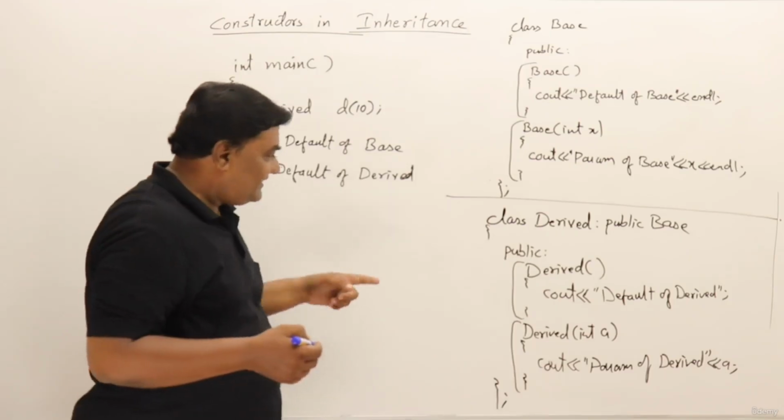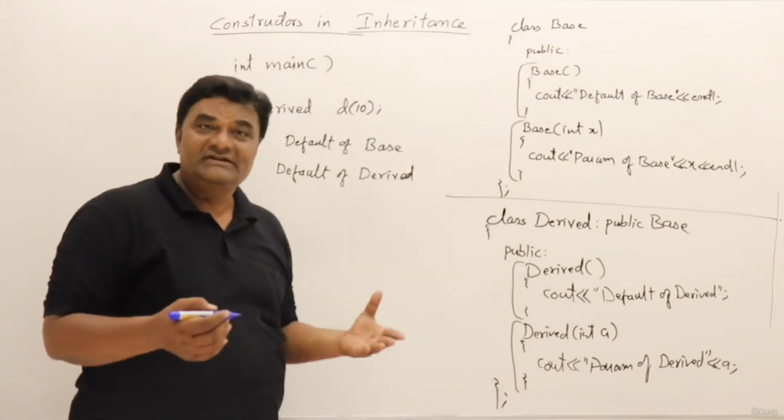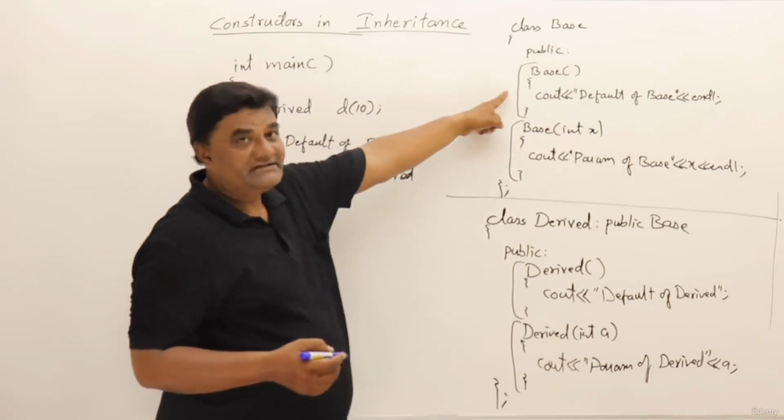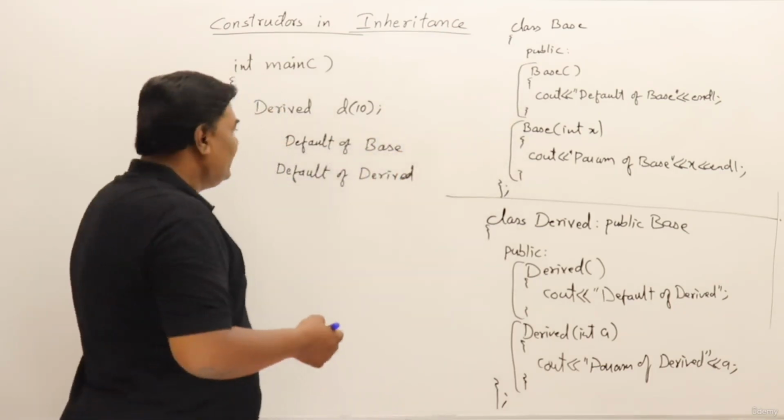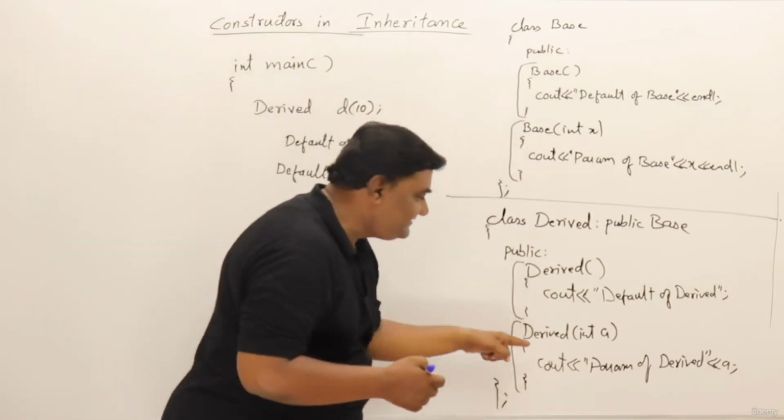Okay, but we know well that this will not execute first. The base class constructor will execute. So which one will execute? Again, the default constructor is executed. This one is executed. So we'll get a default of base. Then after that, it will come back and execute this one.